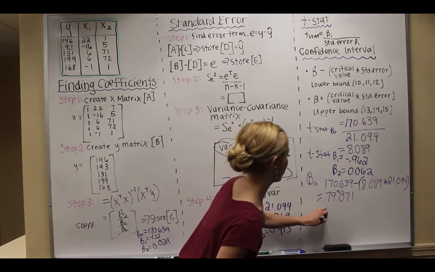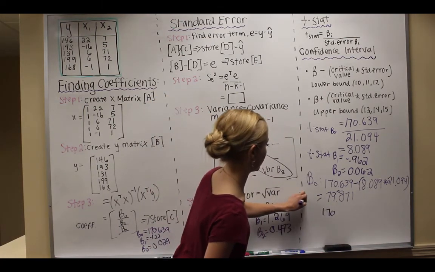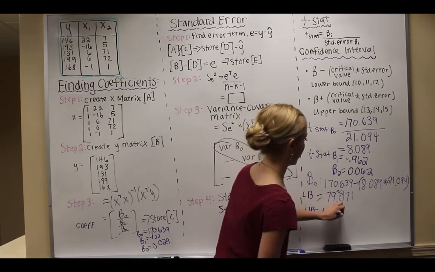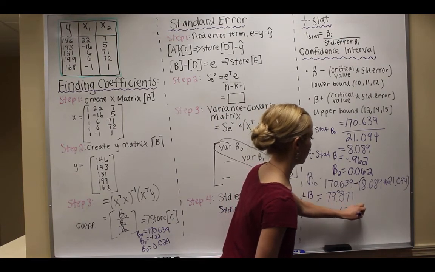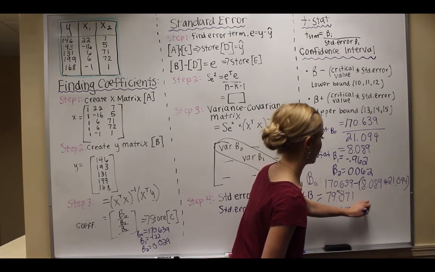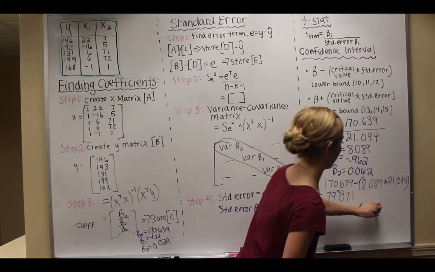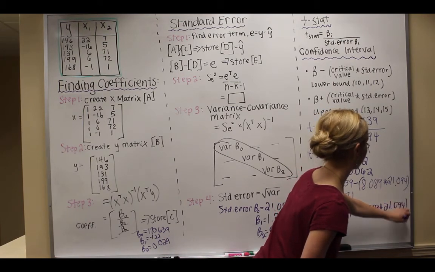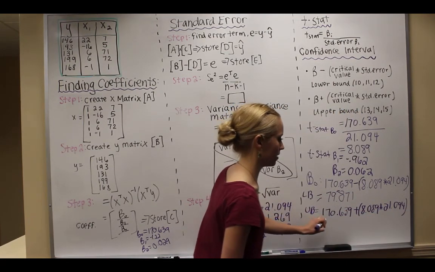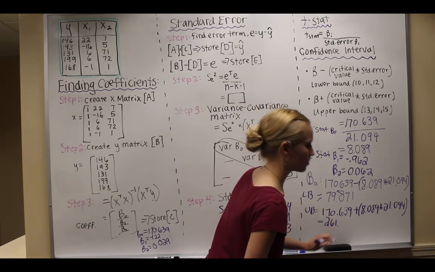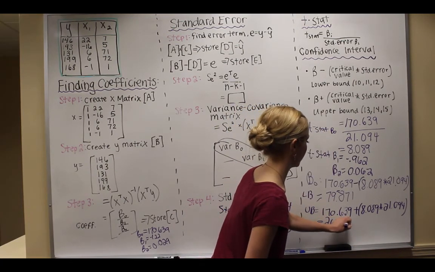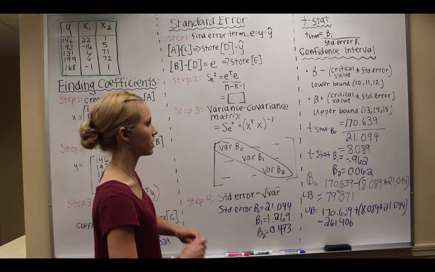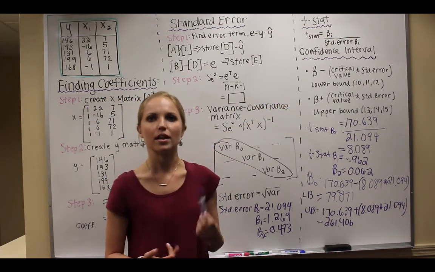So we have 170. I'll label these. So this is your lower bound, upper bound. We have 170.639 plus 8.089 times 21.094. And that should give you a value of 261.406. And you can do the same thing using the values for your beta 1 and beta 2, but it's the exact same process.